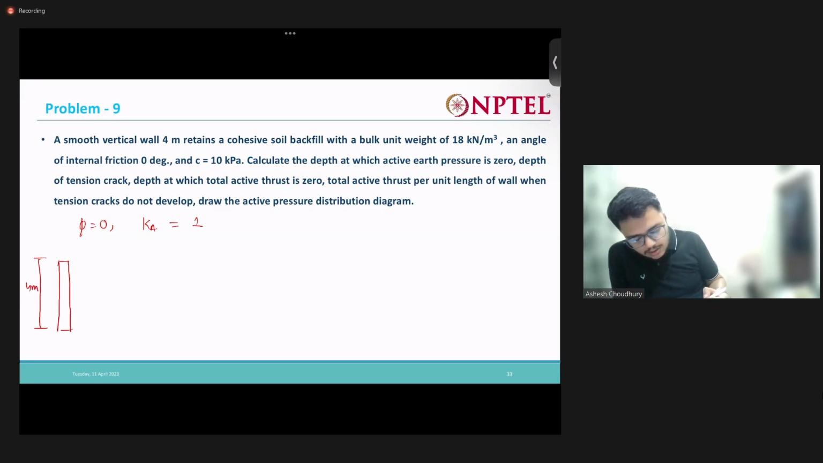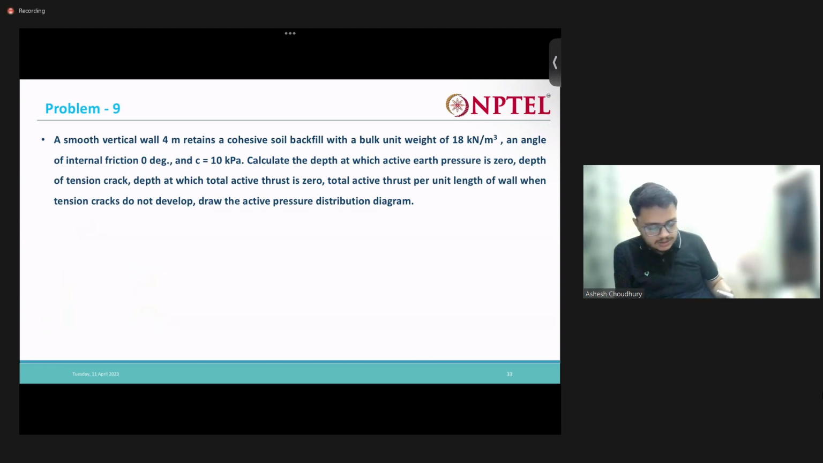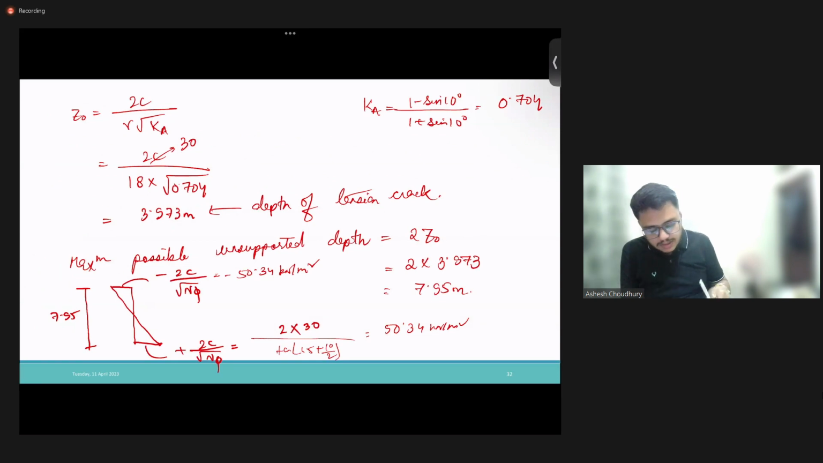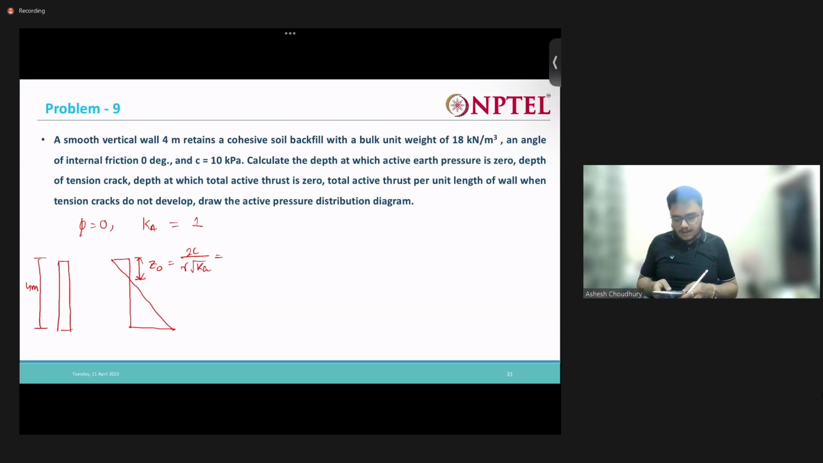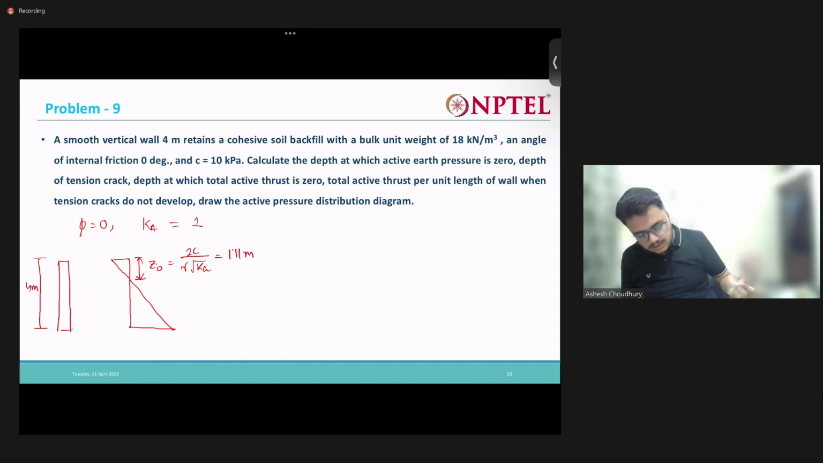Now, since some C value is there, how will be the variation of my active earth pressure? It will be something like this. And what is this height? We just calculated this. What was that? 2c by gamma root over k. So what will be this? 2 into 10 by 18, so 1.11 meters. Right.